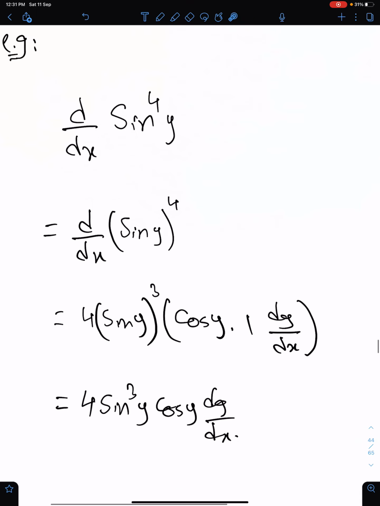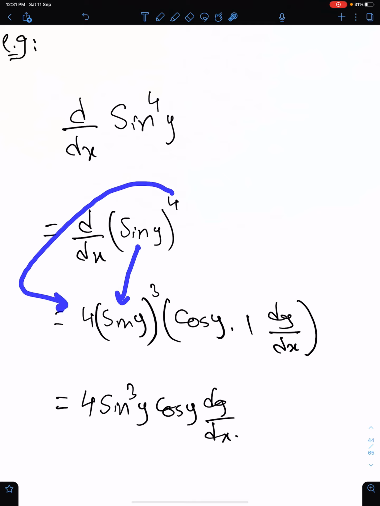This is a composite implicit. You have to write this 4 here, then copy this function here, make this power the coefficient, subtract this power by 1, differentiate sin y, it will become cos y. The differential of y is 1, and must multiply this with dy upon dx, because this function is implicit. That's the final answer.